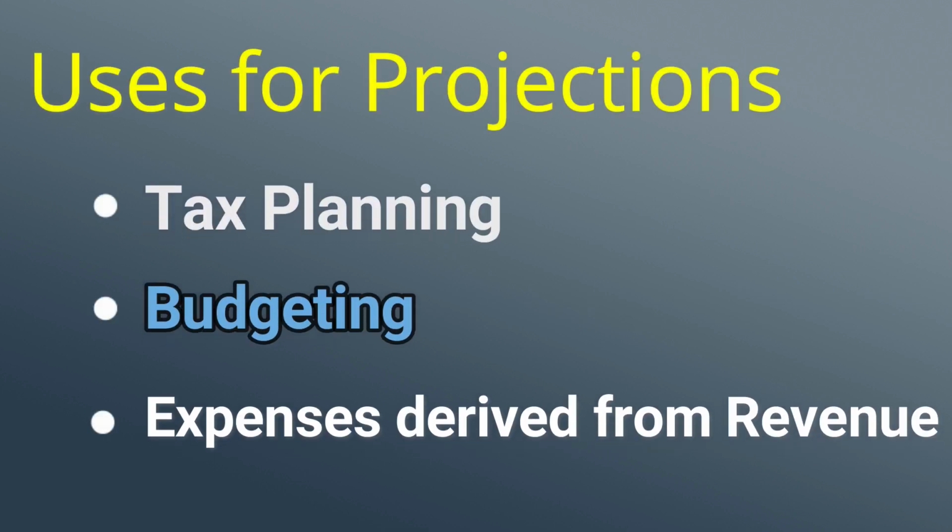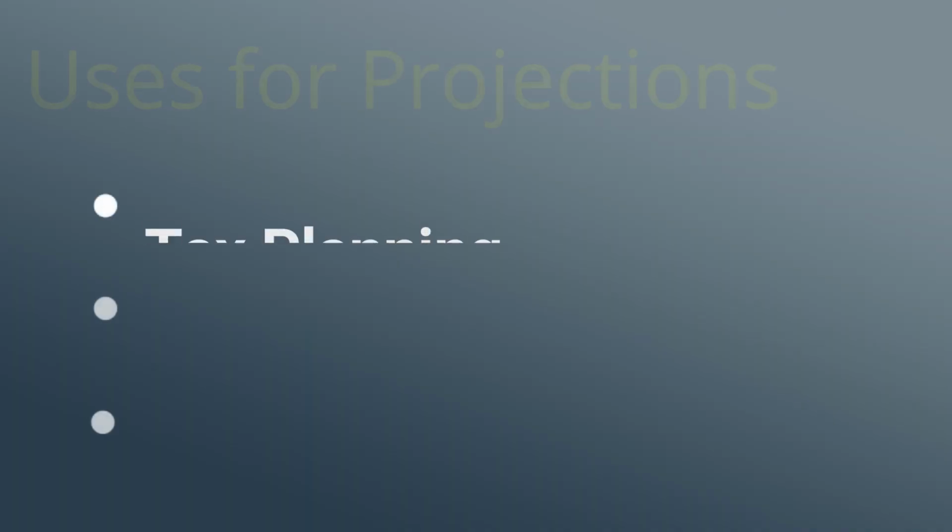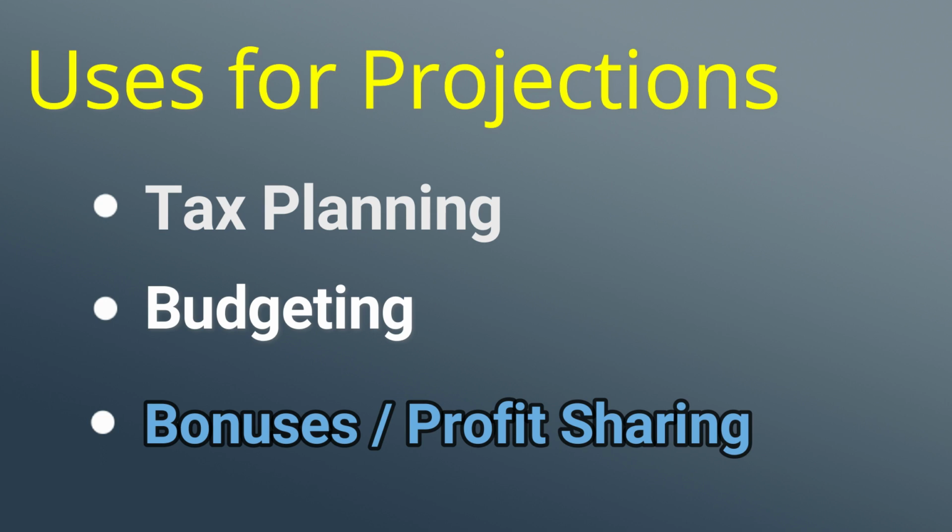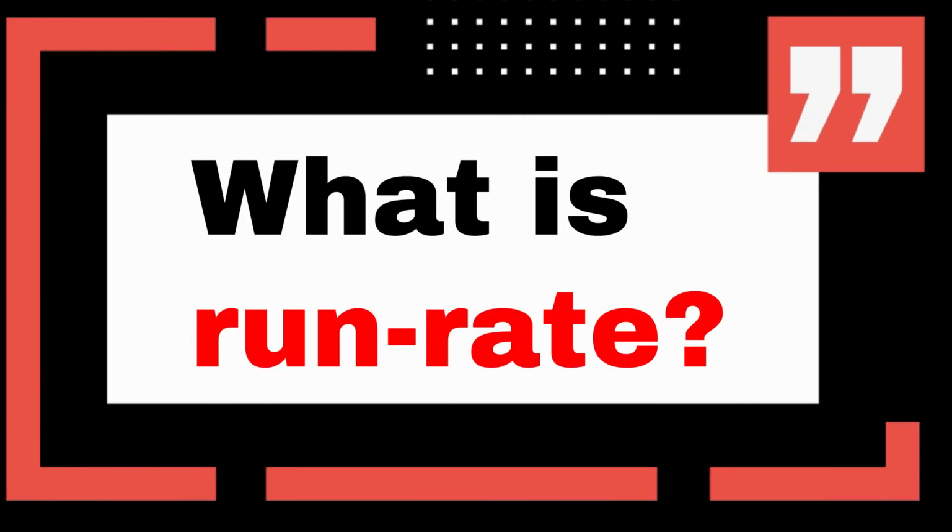Budgeting. You're getting into the budgeting season and you don't have the full end of the year results. If you have projected results, you can use that as your base to then start building out your budget for next year. Bonuses and profit sharing. A lot of times bonuses are going to be tied to results. So if you know what your net income is, you know what your revenue is, you can make good assumptions related to bonus accruals.